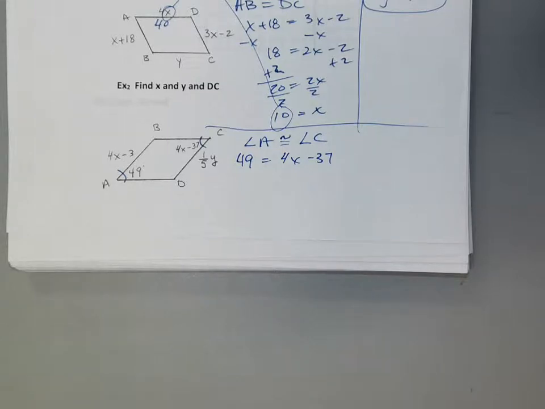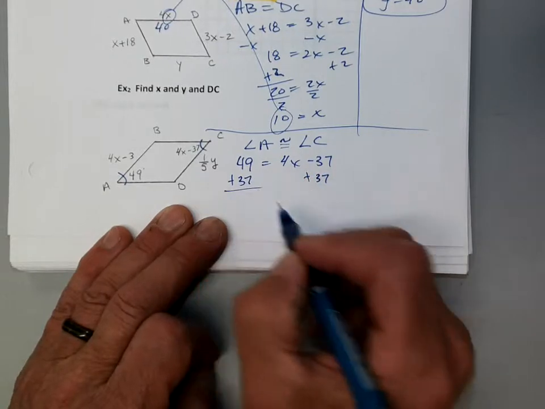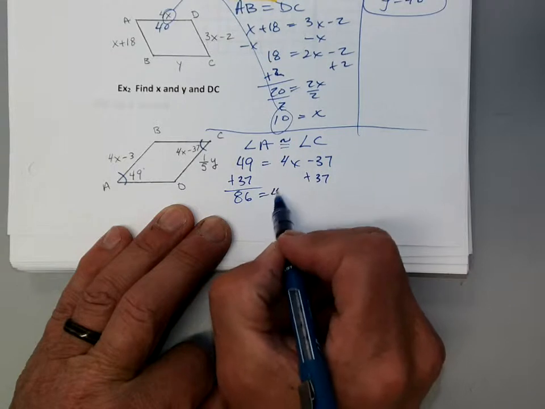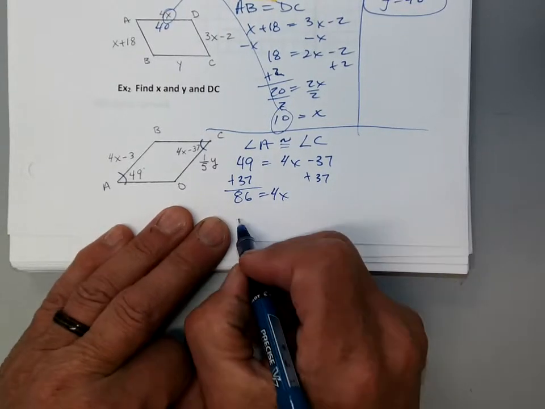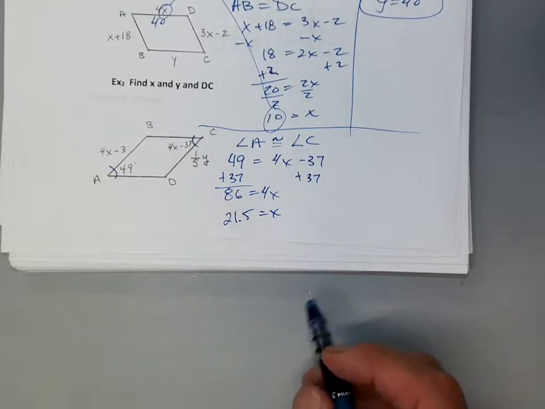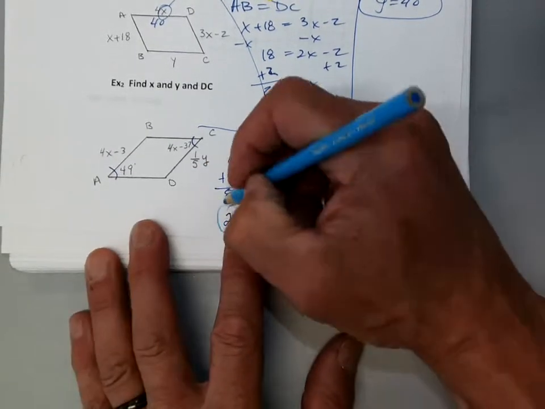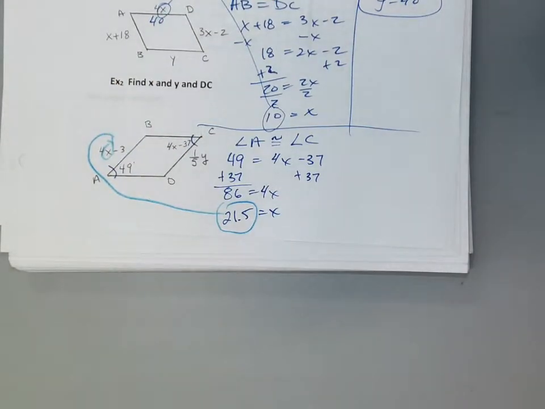Okay, let's just solve for x. So I'm going to go plus 37, plus 37. What's that? 86, I think. Yeah. 86 equals 4x. Divide by 4. What's 86 divided by 4? 21.5. Okay. Now, I'm going to take that answer and plug the 21.5 right there, because that's what x is equal to, right?